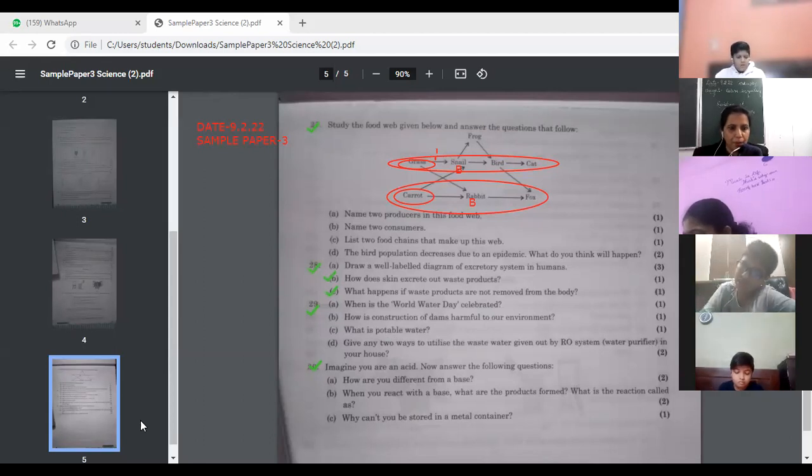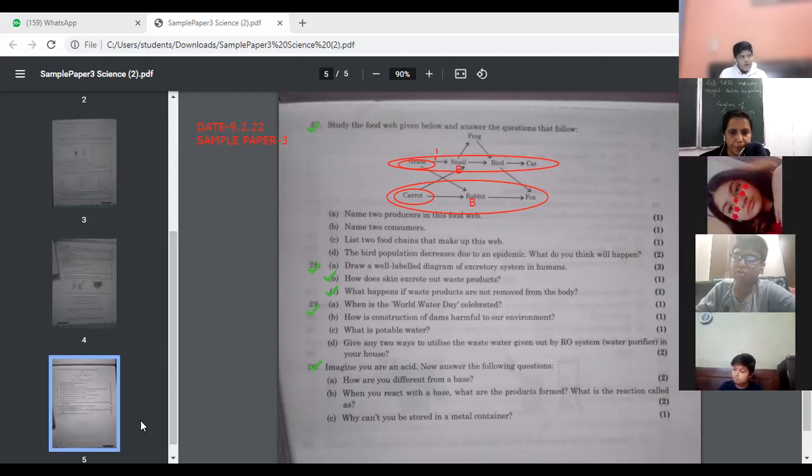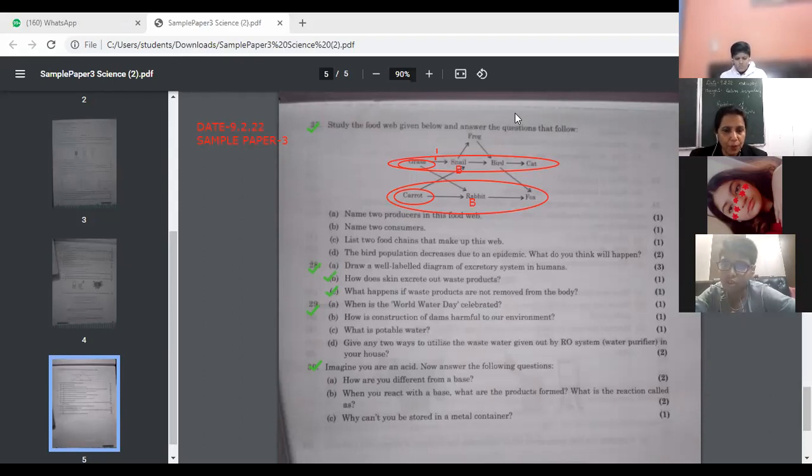Potable water. Yes, Vedika. What do you say for potable water? Ma'am, can I tell? Yes, Tanvi. Ma'am, potable water is the water which is fit for human consumption. Yes, simplest. The water suitable for drinking, water fit for drinking, or water fit for human consumption, that is known as potable water.